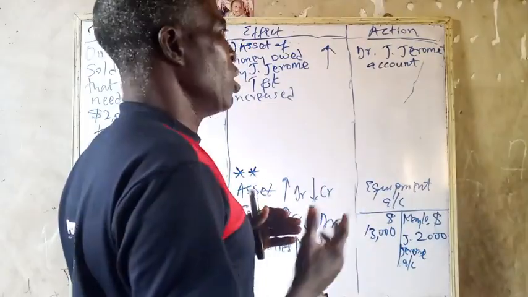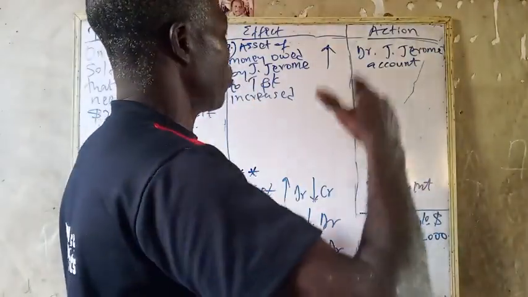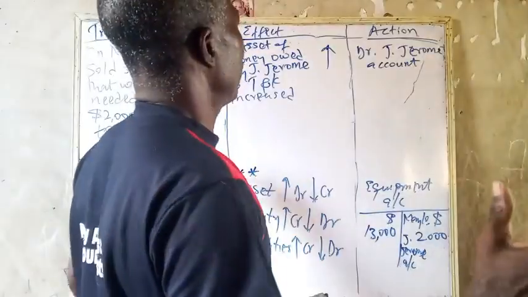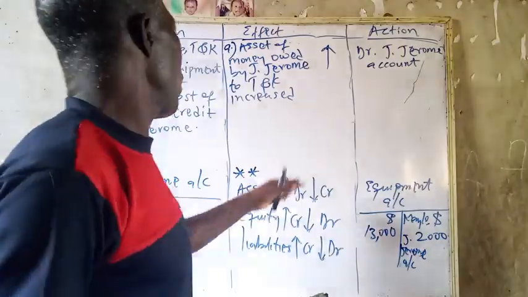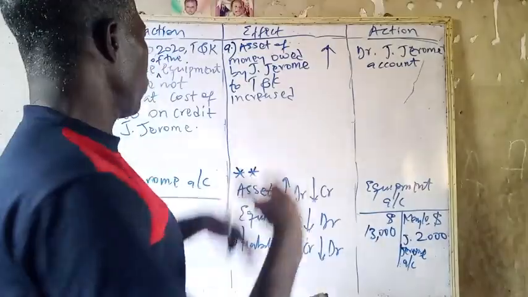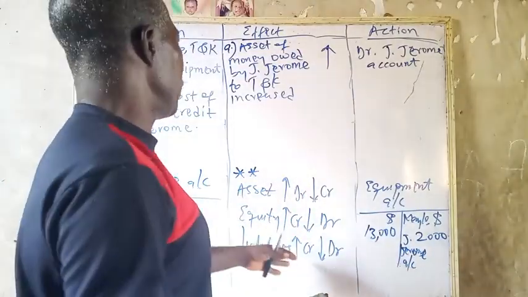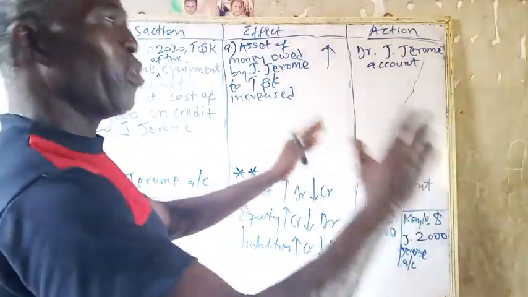If you get it this way, with the sum that will be given, that is just asset, liability, equity, asset, liability, equity. So what happens? Asset increase, what do you do? When asset decrease, what do you do? When equity increase, what do you do? When equity decrease, what do you do? When liability increase, what do you do? When liability decrease, what do you do? These are the fundamental. These are the golden rules of accounting.